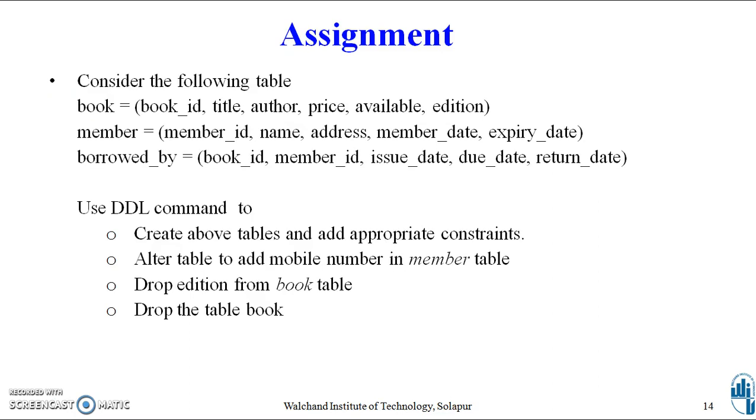Consider the following tables for the assignment. Book with the attributes book ID, title, author, price, available and edition. Member with the attributes member ID, name, address, member date and expiry date. Borrowed by with the attributes book ID, member ID, issue date, due date and return date. Now here, use the DDL command to create the above tables and add appropriate constraints.